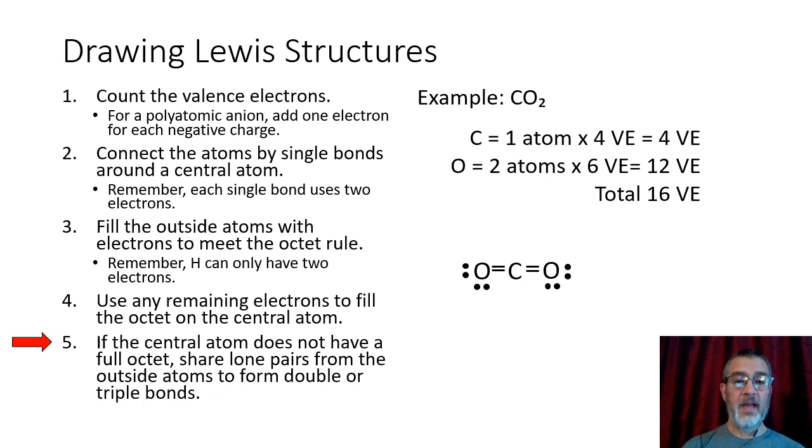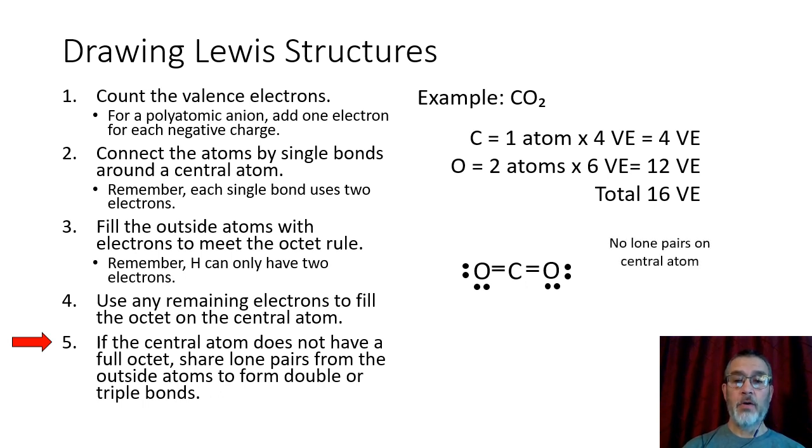The oxygen on the left has 2, 4, 6, 8, if you count each line as 2 electrons. So that oxygen on the left has a full octet, the oxygen on the right has a full octet. So now I have the Lewis structure, the line structure for a carbon dioxide molecule.